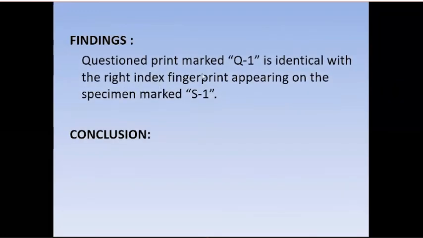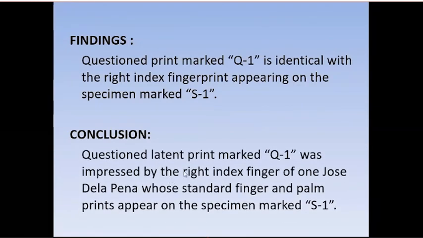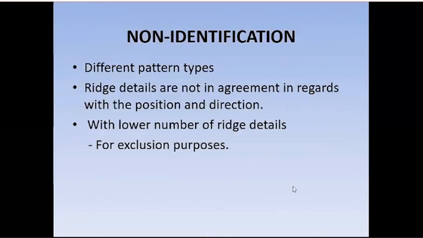Findings: Question print mark Q1 is identical with the right index finger appearing on the specimen mark S1. Ano ang conclusion niyan? Question print Q1 was impressed by the right index finger of Juan C. de la Peña, whose standard finger and palm prints appear on the specimen mark S1. So, ganun lang ang paggawa ng report. For non-identification, magkaiba ang kanyang pattern type. The ridge details are not in agreement in regard to the position and direction, with lower number of ridge details. So, ito na yung findings niya.